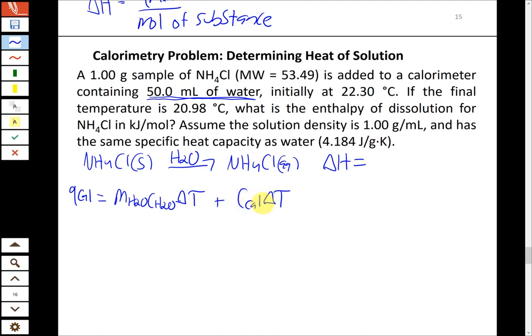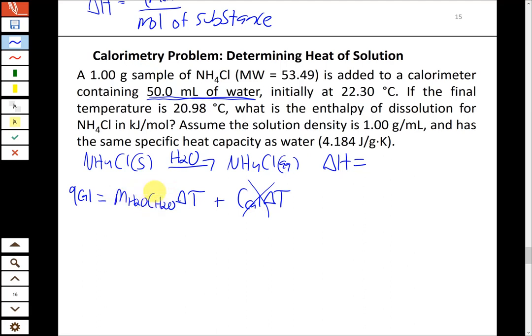We did not give you a heat capacity for the calorimeter. There is no information in this problem that tells us the heat capacity of the calorimeter is some value. So just like the last one, we're going to assume that all of the heat is absorbed by water and ignore this term here. So we're just going to say that the heat absorbed by the calorimeter all goes into the water, in which case it's just MC delta T.